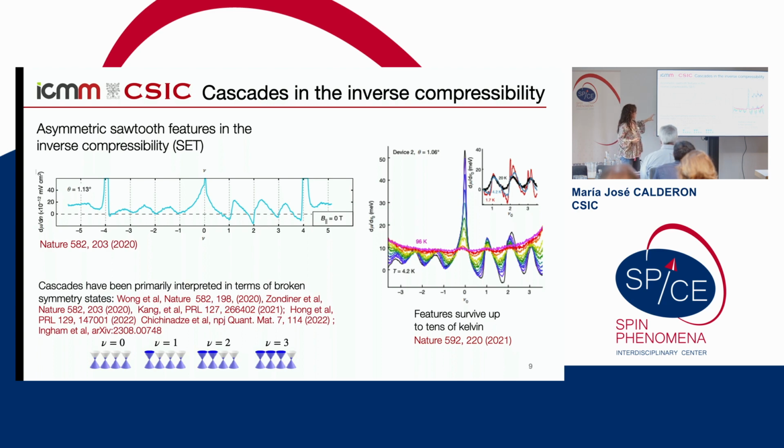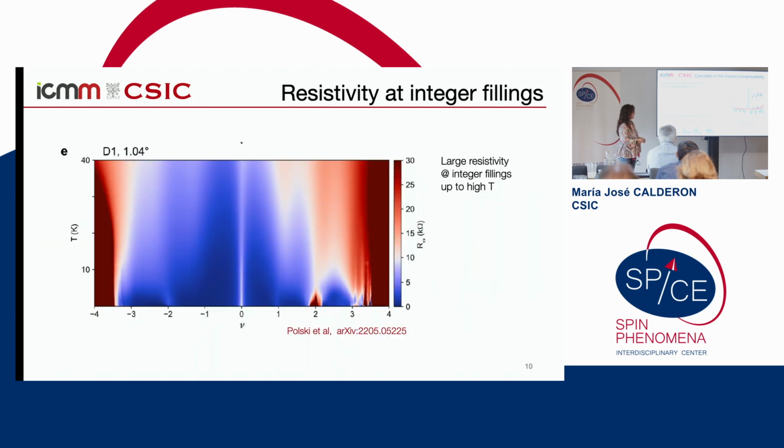However, the temperatures at which these broken symmetry states appear are lower than the high temperatures at which these cascades, both these and the STM ones that I showed before, survive. Okay, so that was the motivation to look at what happens when you don't have the broken symmetry states, but you are above their temperature.